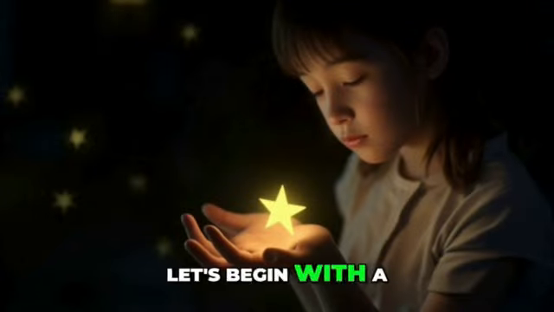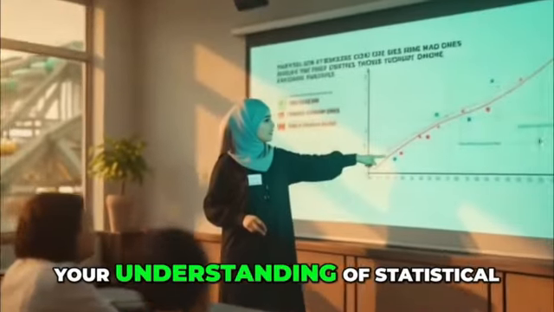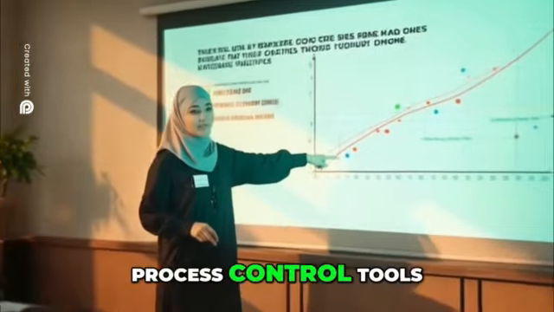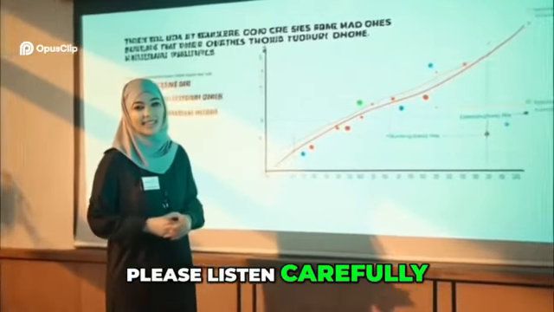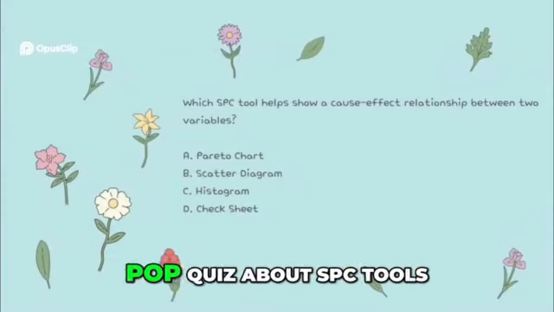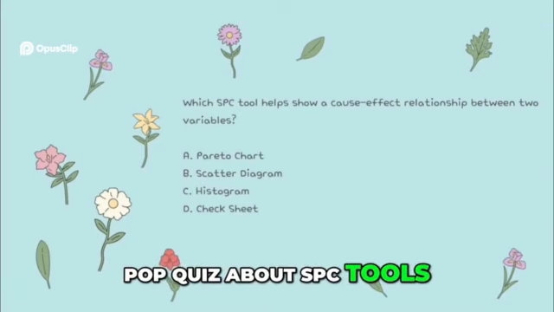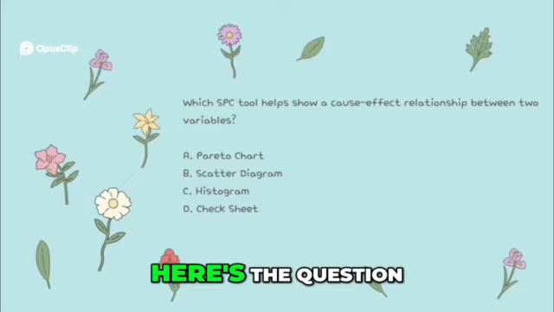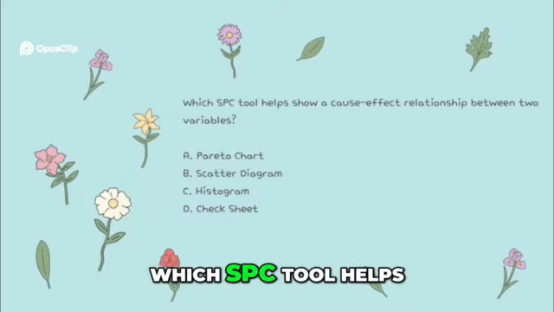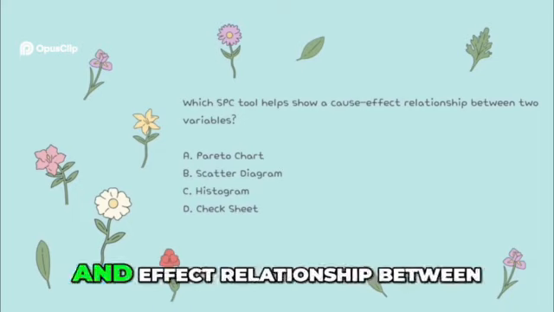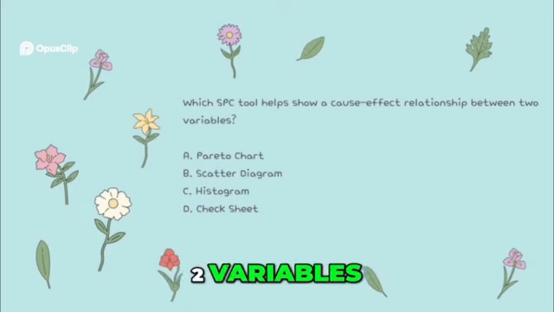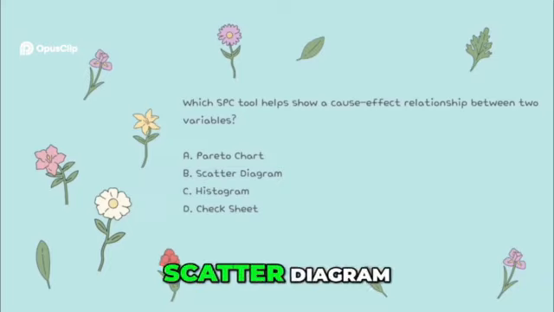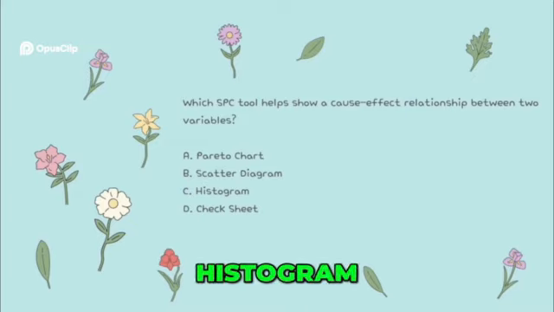Everyone, let's begin with a brief quiz to assess your understanding of statistical process control tools. Hey everyone, let's have a quick pop quiz about SPC tools. That's statistical process control, used to improve processes. Here's the question: which SPC tool helps you see a cause and effect relationship between two variables? Is it A, Pareto chart, B, scatter diagram, C, histogram, or D, check sheet?